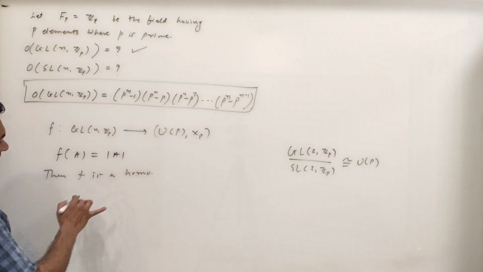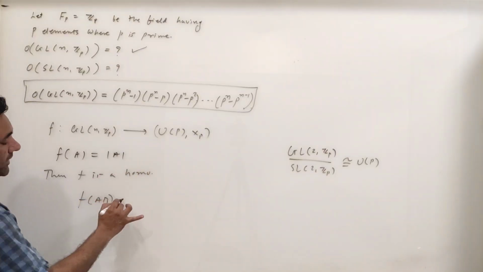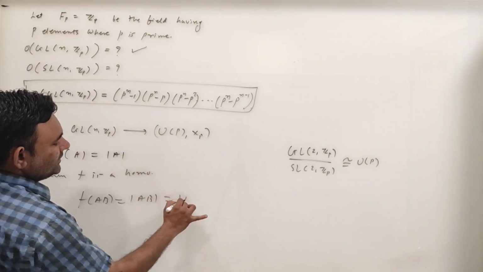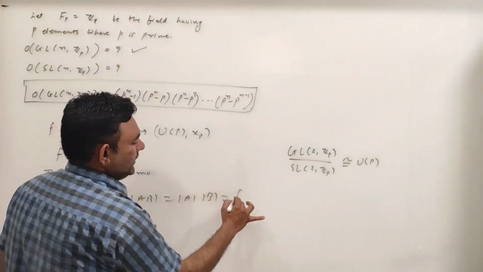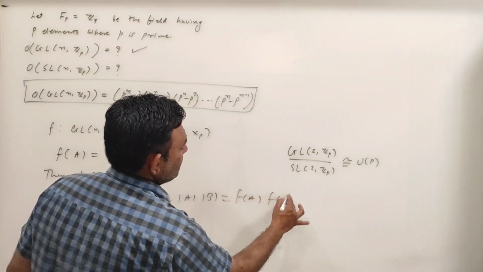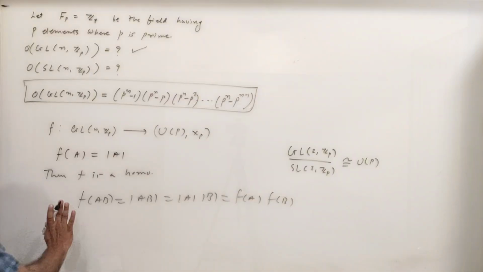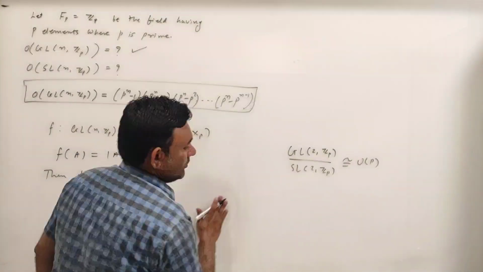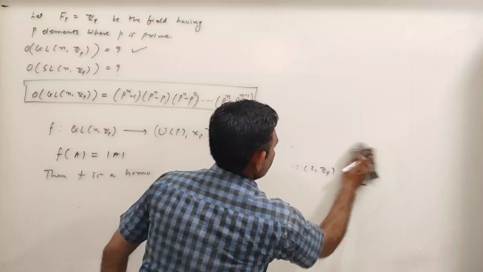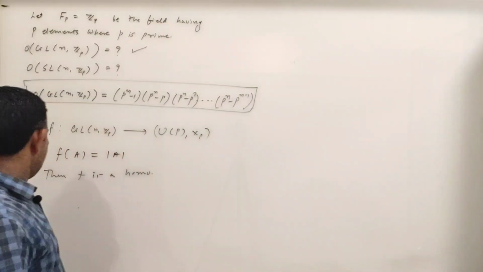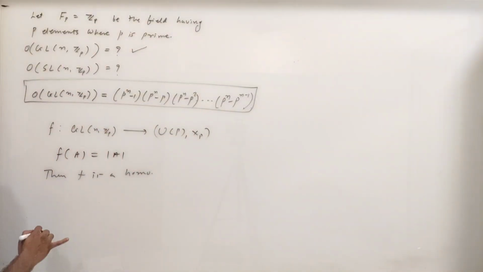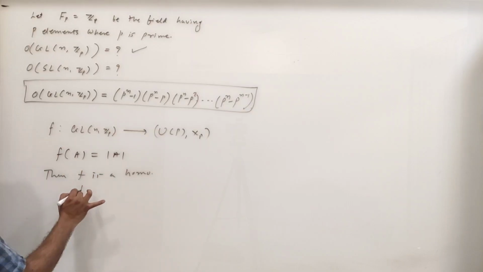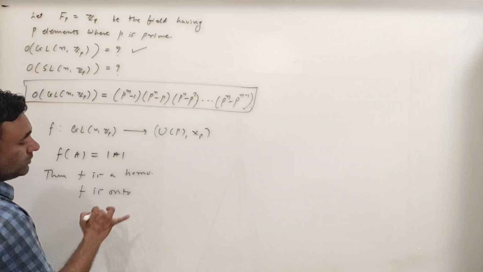I'm not going to prove it, the proof is simple. F of AB: you consider AB, then it is the determinant of AB, which is determinant of A times determinant of B. Determinant of A is f of A, and determinant of B is f of B. So f is a homomorphism. That is the first thing. Now f is onto.